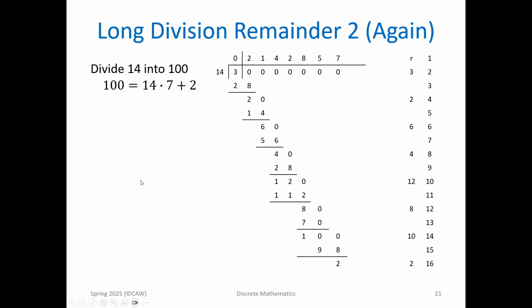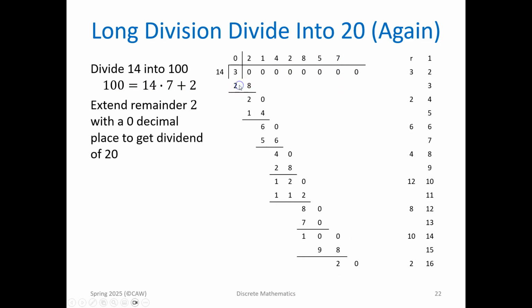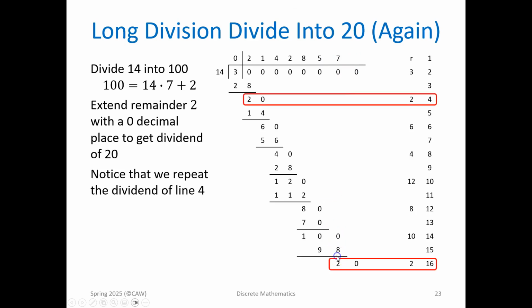So we're always doing this extension with a 0, the remainder with a 0. And if we're dividing 14 into 100, we know that 100 is equal to 14 times 7 plus 2. So we have a remainder of 2. Our quotient digit is 7. We're going to extend again with a 0. So we're going to be dividing into 20. So far we have 0.2142857, and now we're going to be dividing into 20.